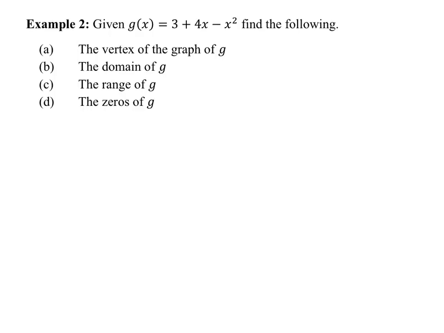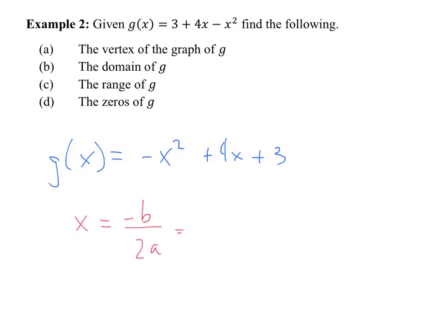So I'm going to start by rearranging it. Check your work, please. So we're going to have negative x squared plus 4x plus 3. I'm going to identify a and b. A is negative 1, b is 4. And I know that if I want to find the axis of symmetry, I use x equals negative b over 2a. So I plug in negative 4 over 2 times negative 1, giving me positive 2 for x equals. Just a coincidence that it's the same as the last one.